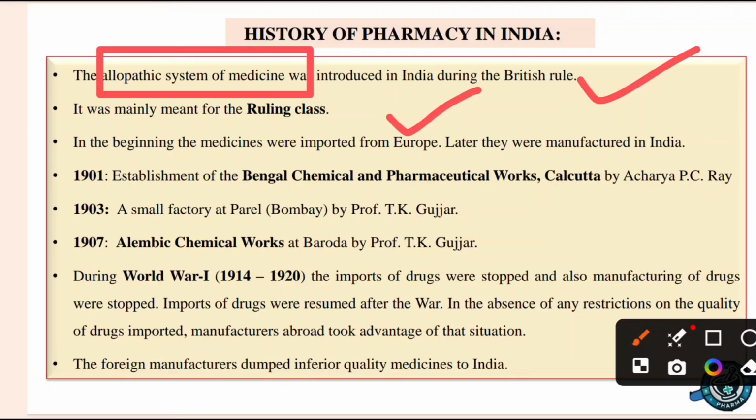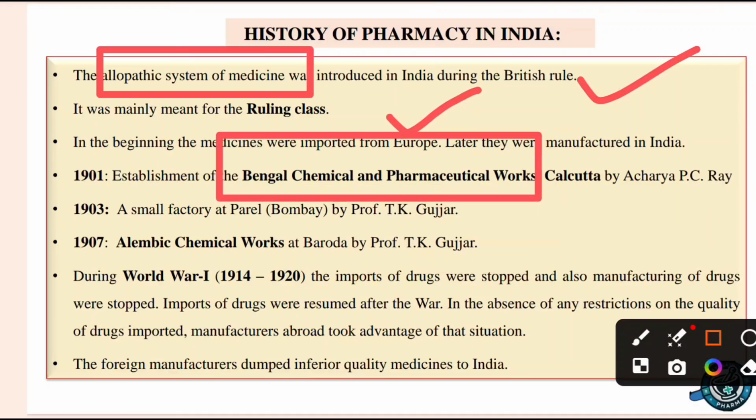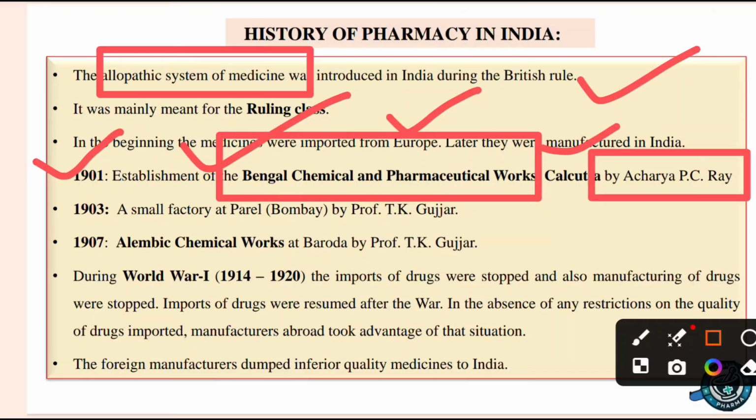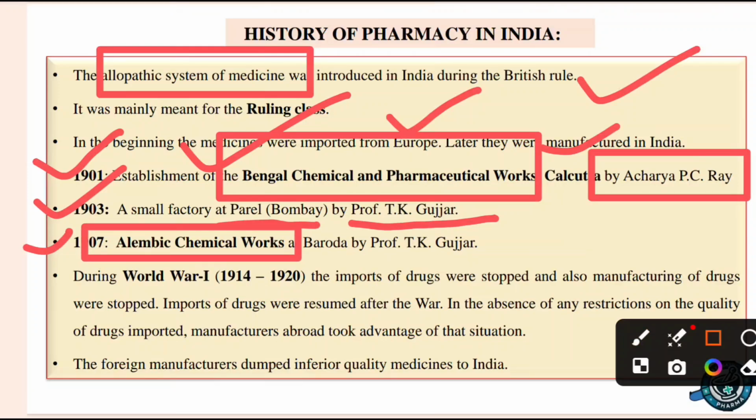In 1901, the first pharmaceutical works was established at Calcutta. What is the name of that pharmaceutical works? It is Bengal Chemical and Pharmaceutical Works, established in 1901 at Calcutta by Acharya P.C. Roy. Then in 1903, a small factory was established at Parel in Bombay by Professor T.K. Gujar. Then in 1907, another pharmaceutical works, Alembic Chemical Works, was established at Baroda by Professor T.K. Gujar.